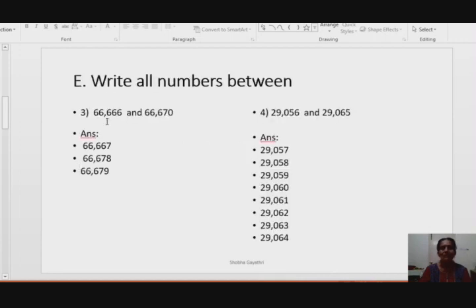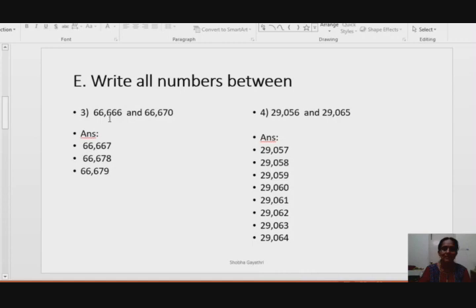Next question is write all numbers between 66,666 and 66,670. How to get the next number? You have to add 1 to this number. But be careful, while writing you have to omit these two numbers. You should not write them. If you include these numbers, then you will lose marks.